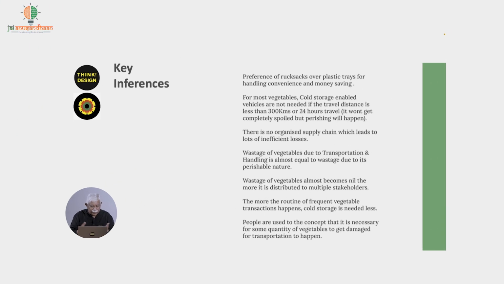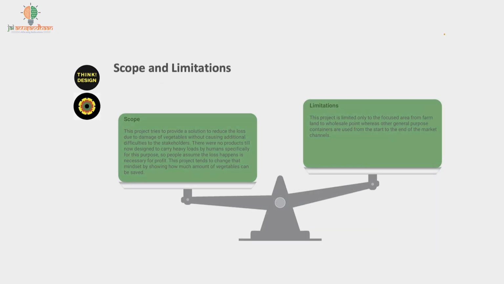So there are many factors. People are used to the concept that it is necessary for some quantity of vegetables to get damaged when transportation happens. This is a mindset. So these were the key inferences from both the primary study as well as the secondary study in the field. And we came to what is the scope and limitations of this project.